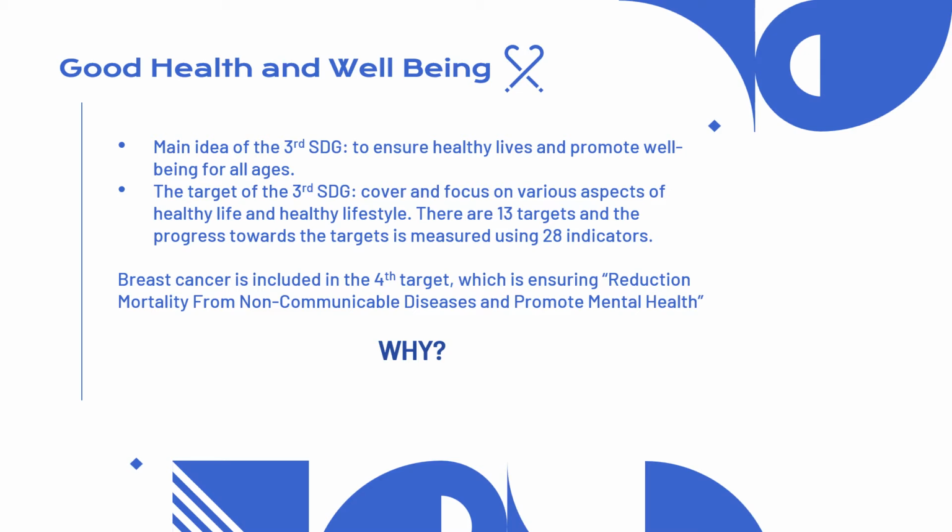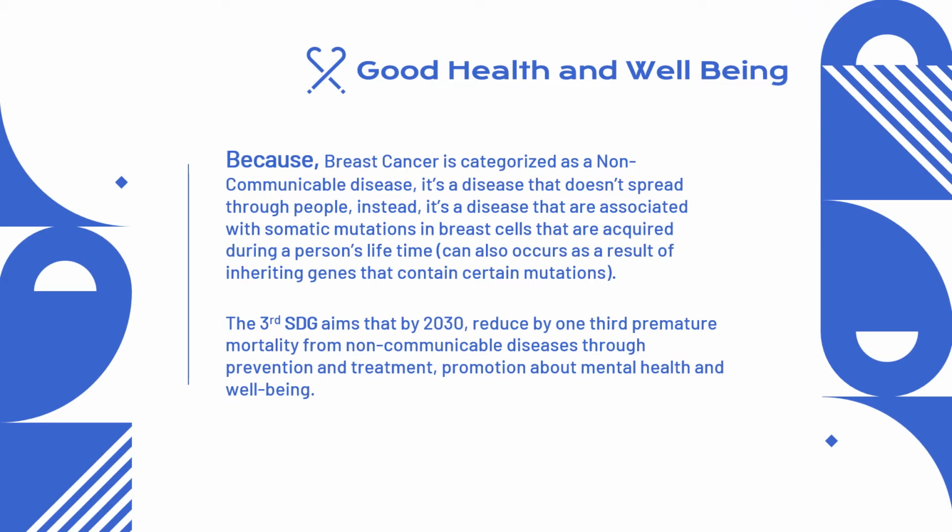There are 13 targets, and the progress towards the targets is measured using 28 indicators. Breast cancer is included in the fourth target, which is ensuring reduction of mortality from non-communicable diseases or NCD and promoting mental health. Why? Because breast cancer is categorized as a non-communicable disease. It's a disease that doesn't spread through people. Instead, it's a disease that is associated with somatic mutation in breast cells that are acquired during a person's lifetime, and also occurs as a result of inheriting genes that contain certain mutations. The third SDG aims that by 2030, premature mortality from NCD is reduced by one third through prevention and treatment, and mental health and well-being is promoted.